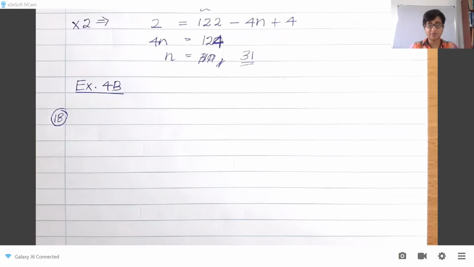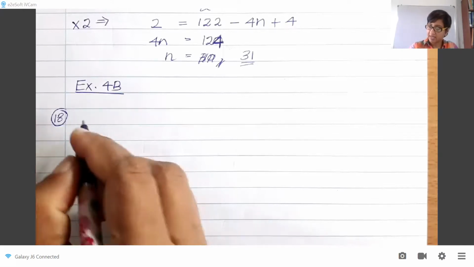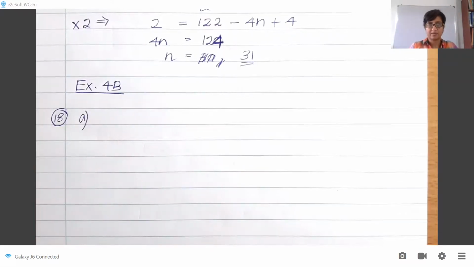Do you have a question with part A and part B for number 18? So in part A, let's read it and do. Question number 18, part A.